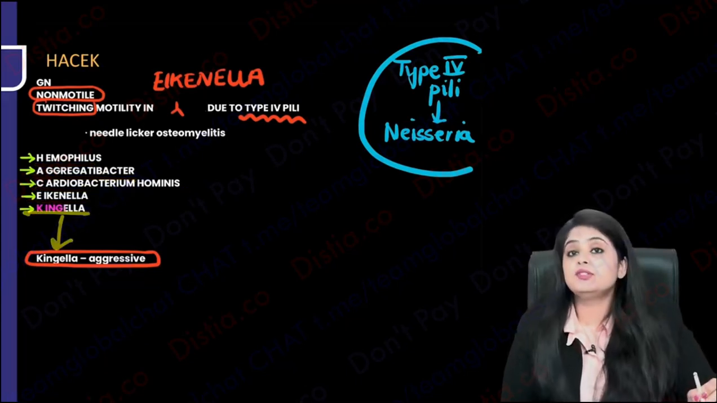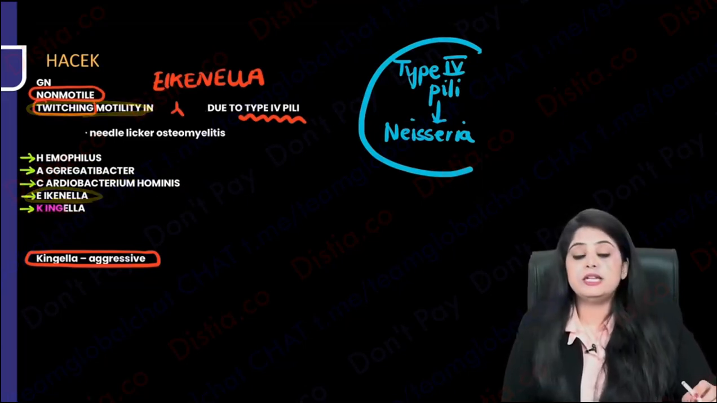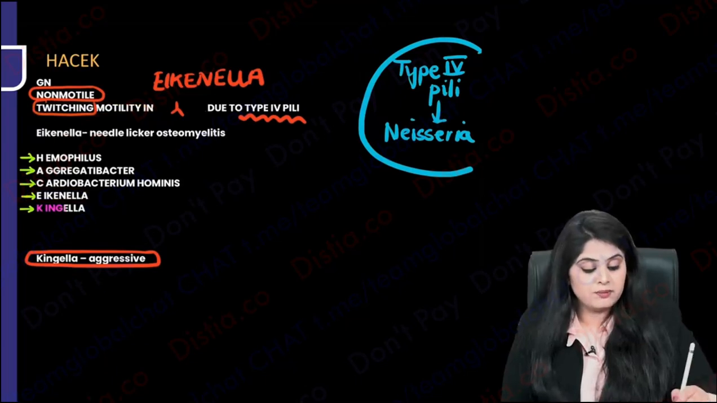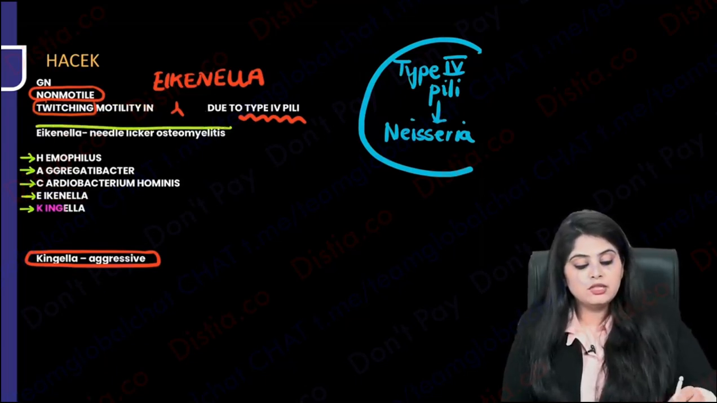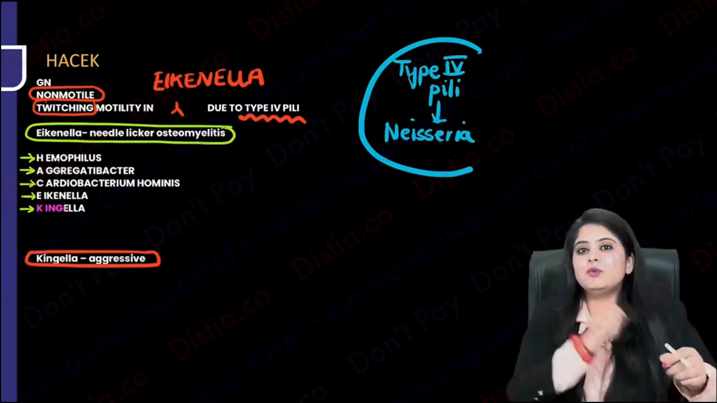So simple. Out of this HACEK, Haemophilus, Aggregatibacter, Cardiobacterium hominis, Eikenella and Kingella, Kingella is the one that is the most aggressive wala cheese, and Eikenella is the one that is going to show you the twitching motility. Also, Eikenella को बहुत problem है. Eikenella also shows you the needle lickers osteomyelitis. So many people who are IV drug abusers, they tend to lick the needle before injecting it.